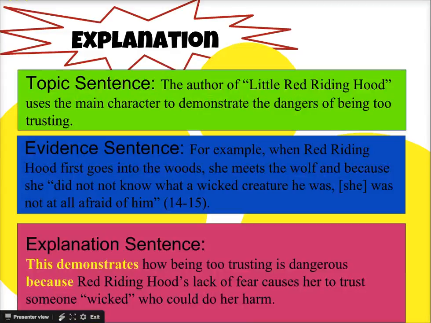So if I use the sentence starter, this demonstrates because, I could write my sentence like this. This demonstrates how being too trusting is dangerous because Red Riding Hood's lack of fear causes her to trust someone wicked who could do her harm. So now I've got an explanation of how this evidence sentence proves this topic sentence.